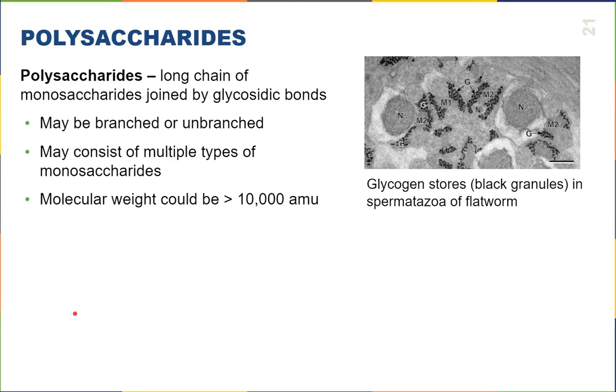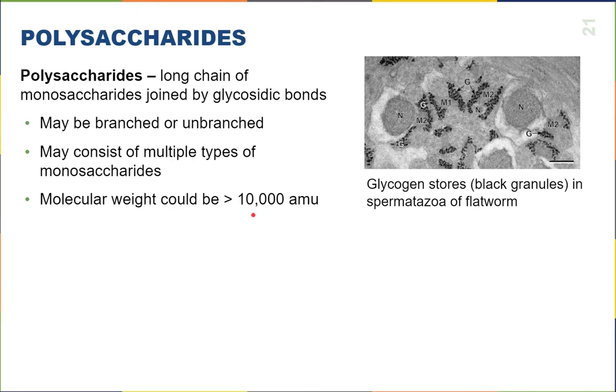So a polysaccharide is a large carbohydrate. It has more than 2 subunits, and it can be extremely large. So their molecular weight could be over 10,000 AMU, which is huge.